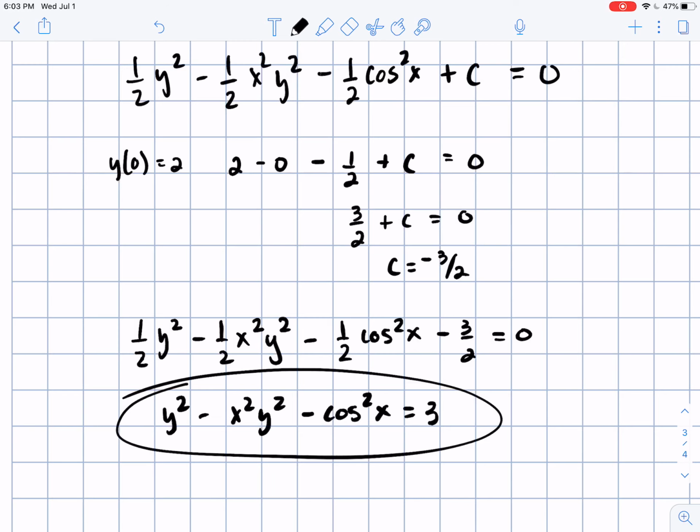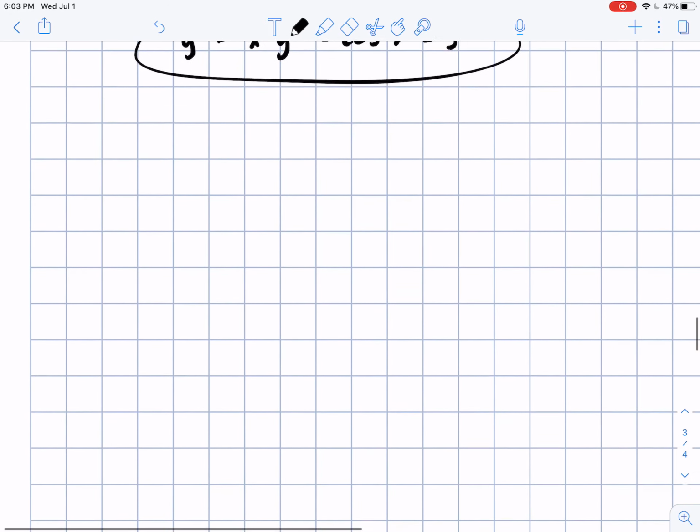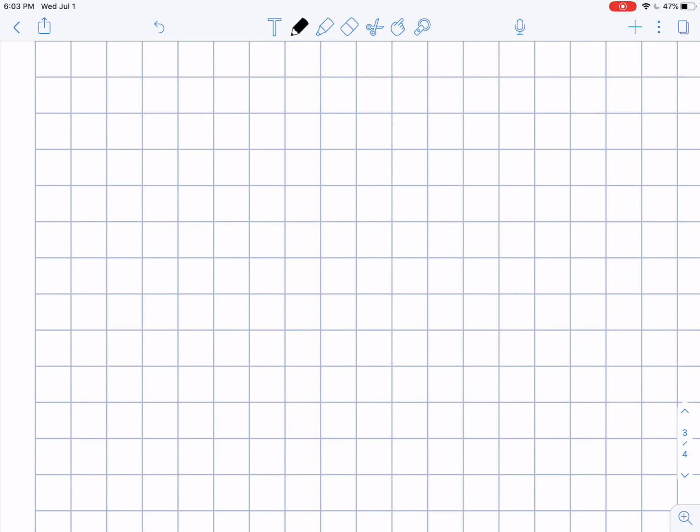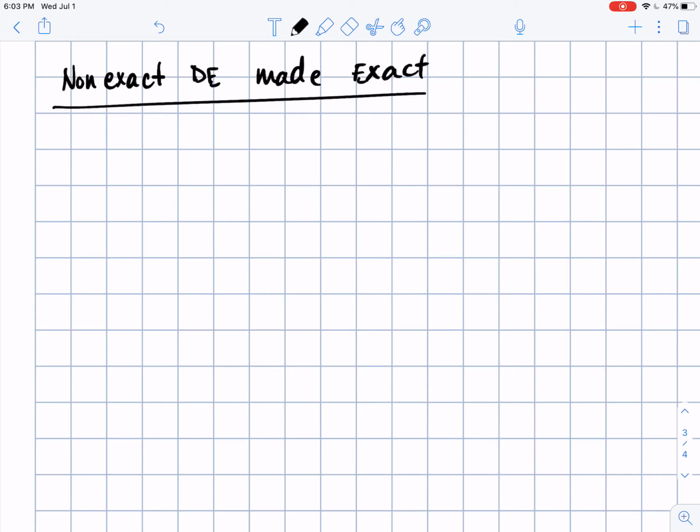Okay? The last thing I want to go over is how do you make a non-exact differential equation exact. So two things that you want to have. There's integrating factors, just like when we used linear, we had that integrating factor. So for exact equations, you want to use these, where we still have the same notation.